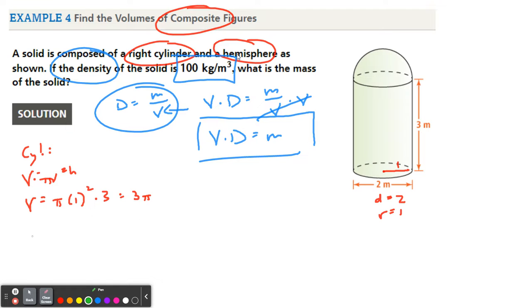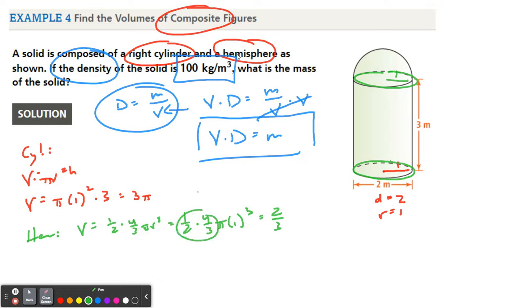Okay, now let's do the hemisphere. So the hemisphere's volume is 1/2 times 4/3 pi r cubed. Again, this base is identical up here, so this also has a radius of 1. So we're going to do 1/2 times 4/3 pi times 1 cubed. And again, in an effort to keep this as exact as possible, this 1 kind of goes away because it's just 1 cubed. 1/2 of 4/3 is 2/3. This actually becomes 4/6, and you can divide by 2 to get 2/3. And that would just be 2/3 pi.